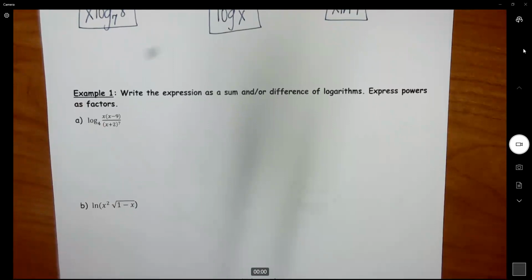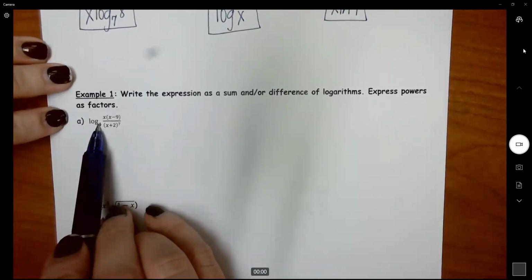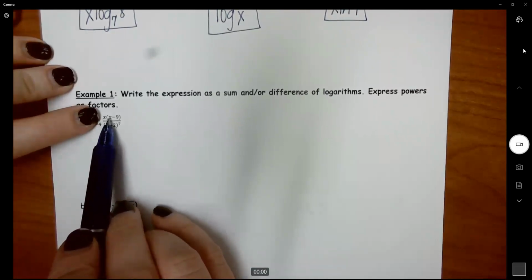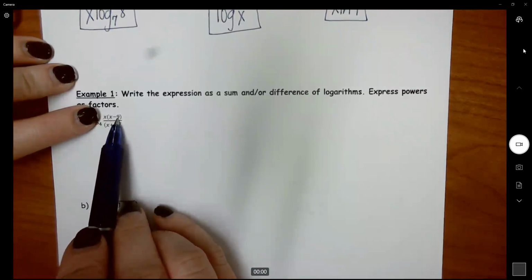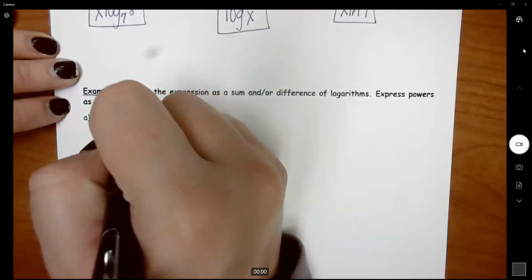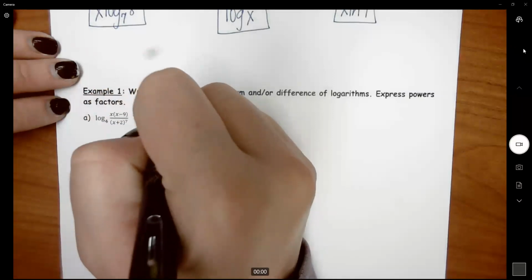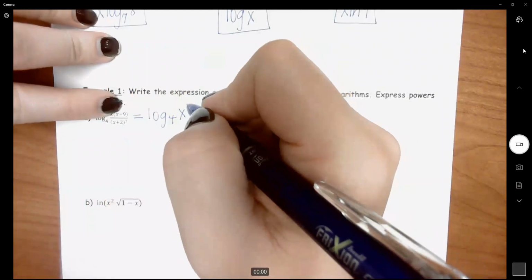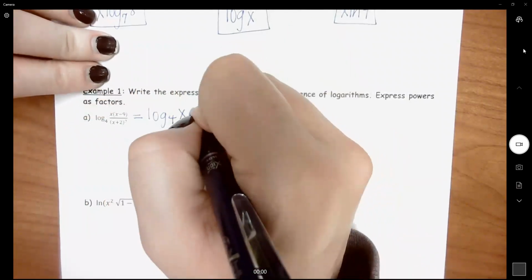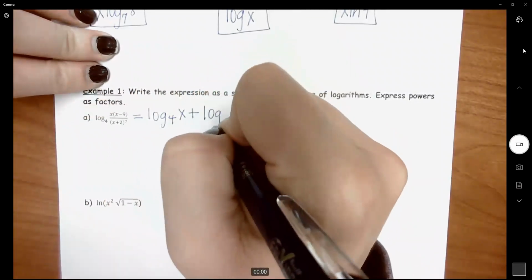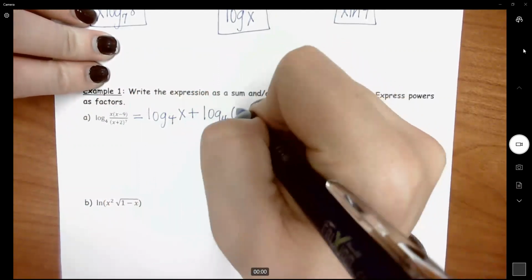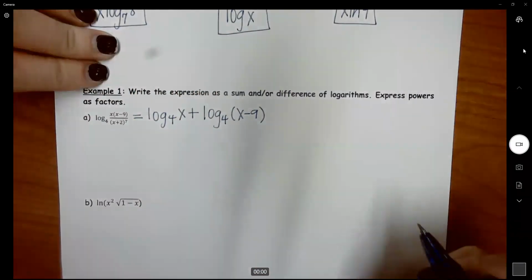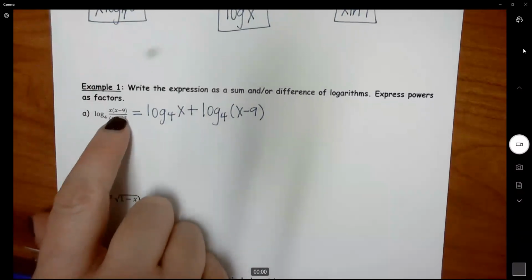So the first thing that I am going to do is let's talk about the relationship going on between everything here. We got log base 4. This is x times x minus 9. So when I expand this out, this is log base 4 of x. These two are being multiplied. So plus log base 4 of x minus 9. Okay, so that's that top portion right there.